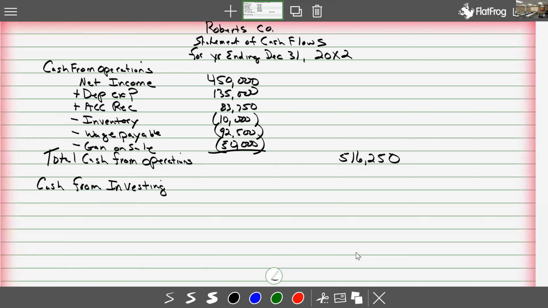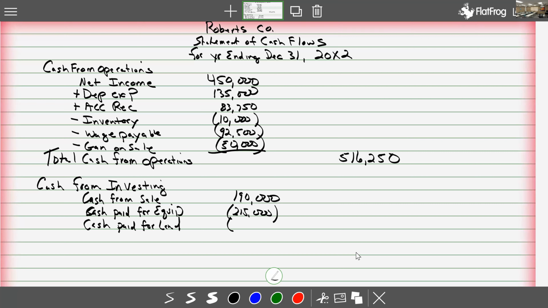Then we have our cash flow investing. Again, we would just list these. Cash from sale. Cash paid for equipment. And cash paid for land. Remember, we are just copying these numbers that we had just calculated in the previous examples.